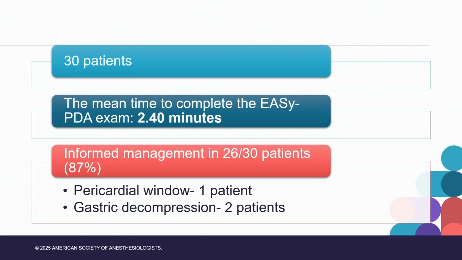Now, interestingly, in about 90% of the patients, this POCUS exam was able to inform management. One patient ended up getting a pericardial window. 2 patients ended up getting gastric decompression. All right.